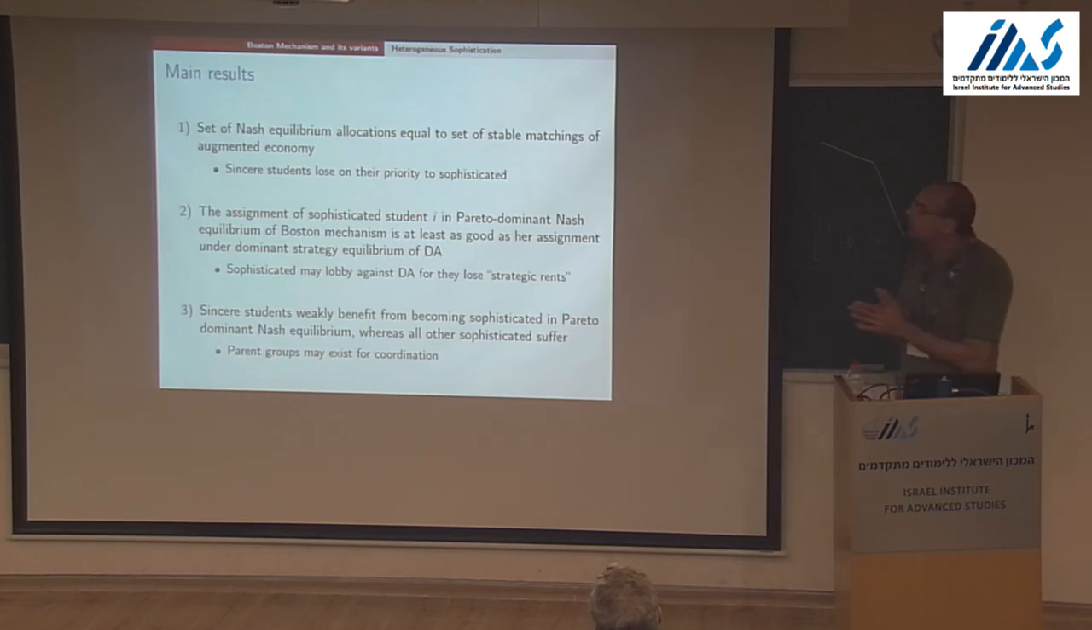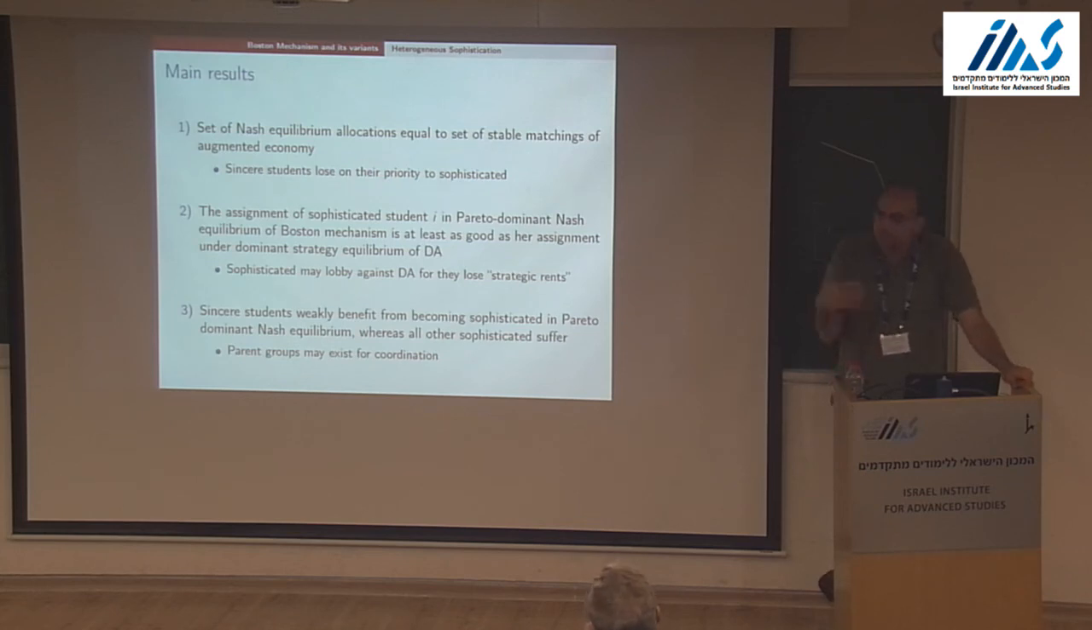What you can show in this model are the following three main kinds of results. Now, the first is we can characterize the equilibrium outcomes of this Boston game in terms of an economy where we take the priorities at schools and say any sincere student who's ranked a school second or lower is getting demoted in the priority ordering relative to a sophisticated student.